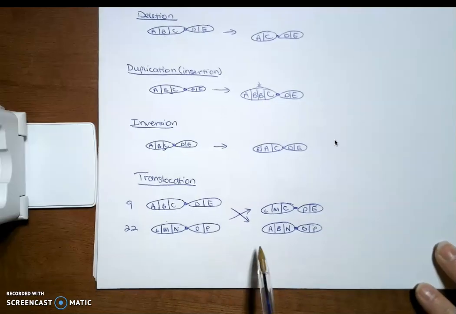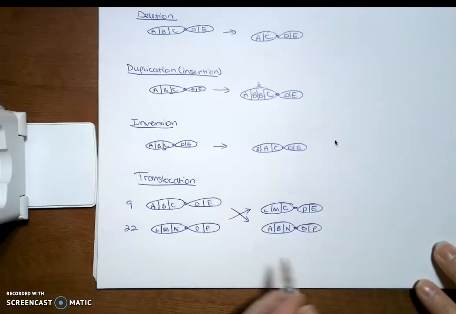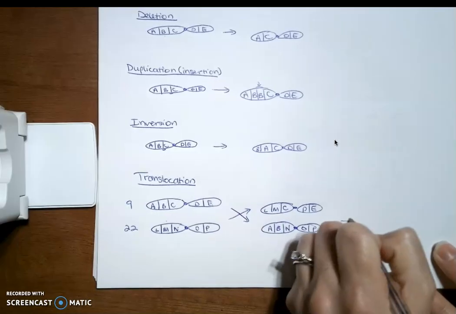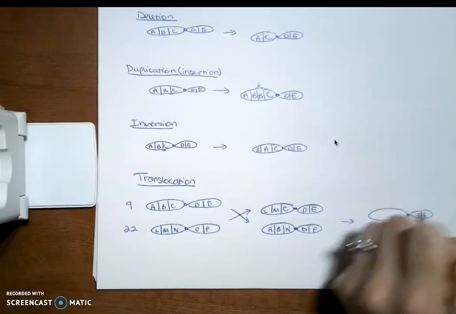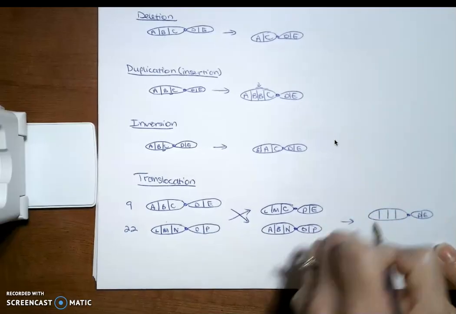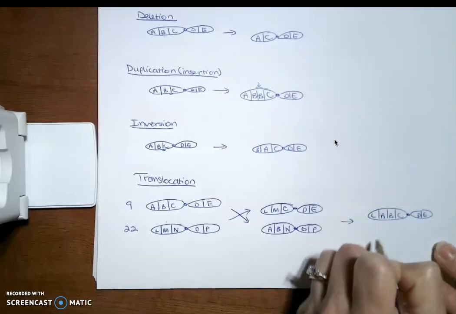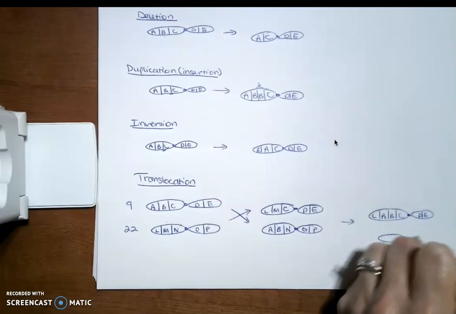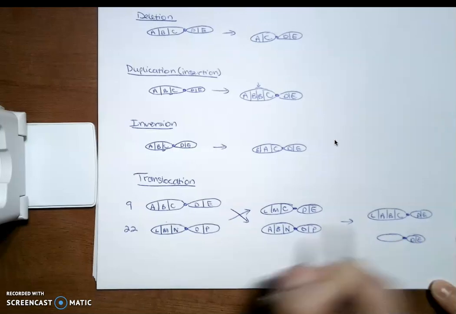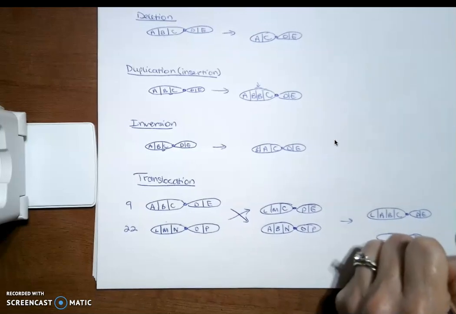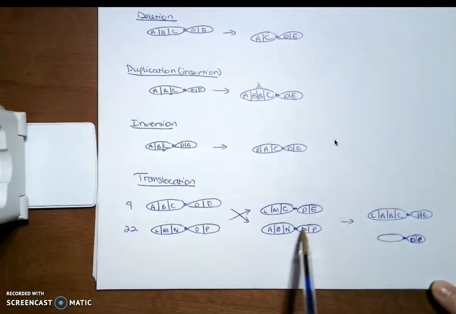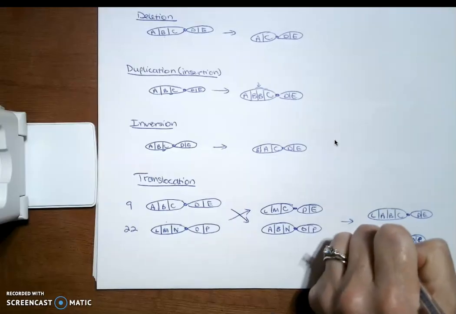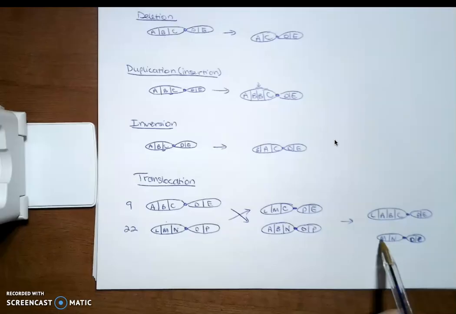And sometimes it's not an even swap. Sometimes you might still have, so another option could be DE. And this one would be easier to see on a karyotype. Whoops, that would be O and P. Sorry. This one you might not see on a karyotype because the structure of the chromosome hasn't really changed, but this one you for sure would, because now this one is longer and this one is shorter.